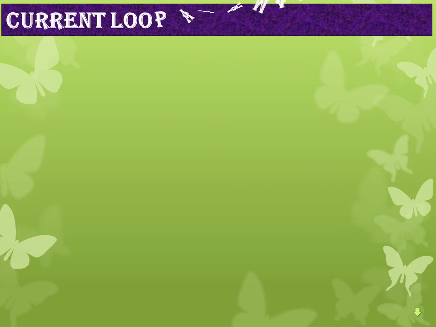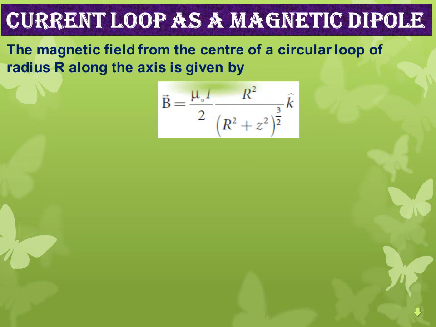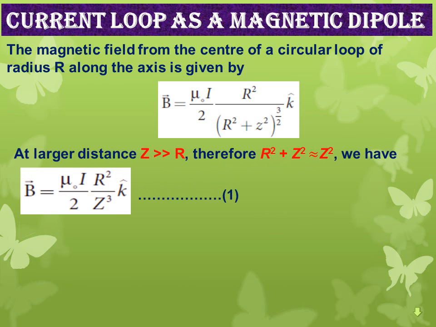Current loop as a magnetic dipole. The magnetic field from the center of a circular loop of radius r along the axis is given by B vector equal to mu naught i divided by 2, times r square divided by (r square plus z square) the whole to the power 3 by 2, times k.